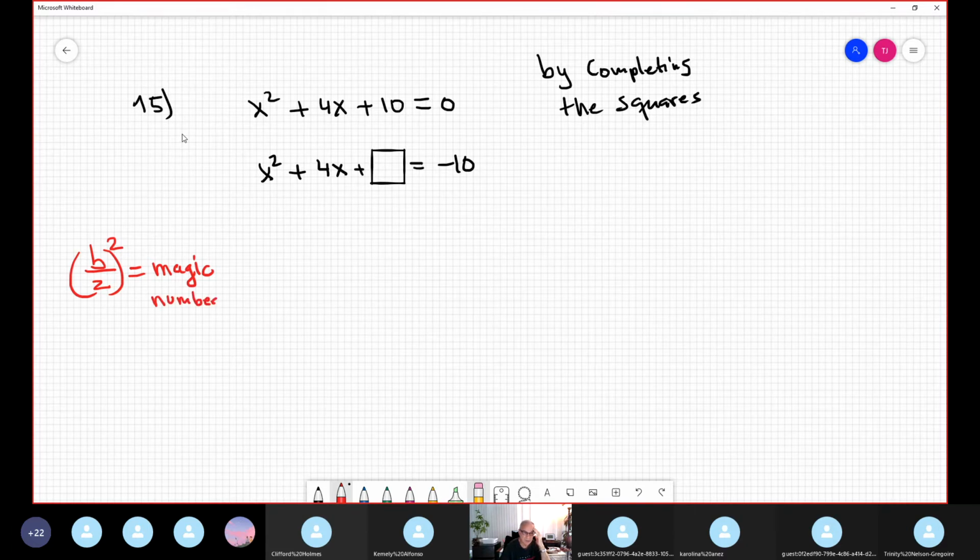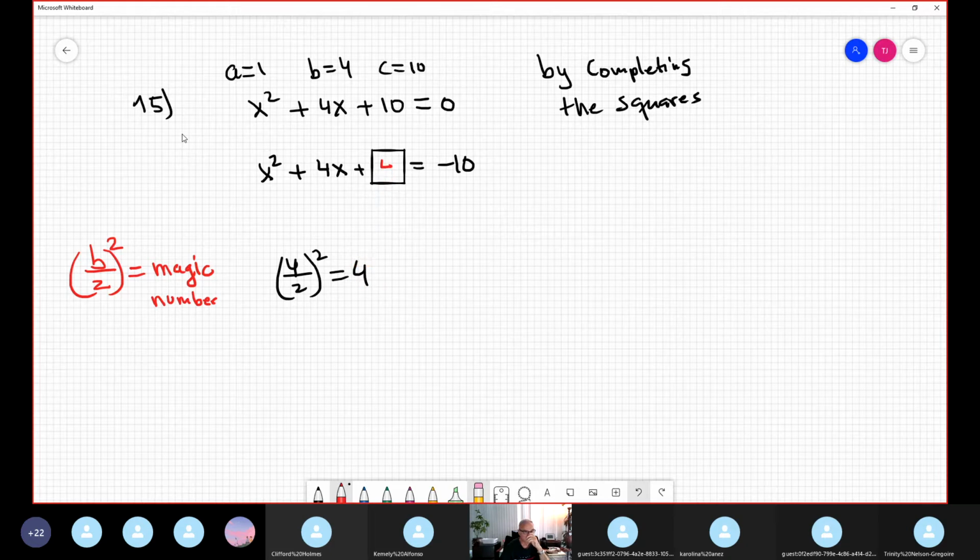In our specific example, a is 1, b is 4, and c is 10. You take b is 4. 4 divided by 2 is 2, squared is 4. It's a coincidence, it doesn't always happen, but in this case the magic number is 4. This 4 is this 4.